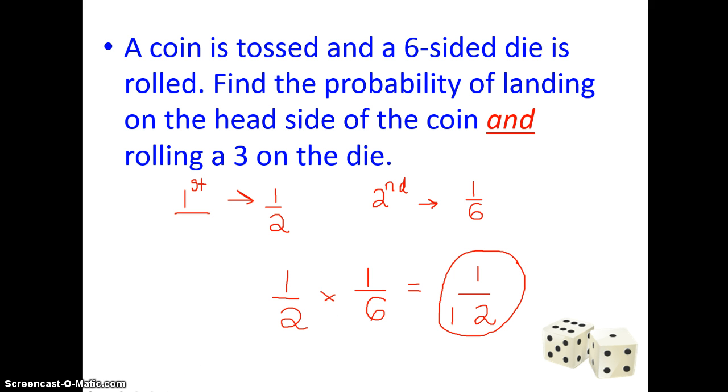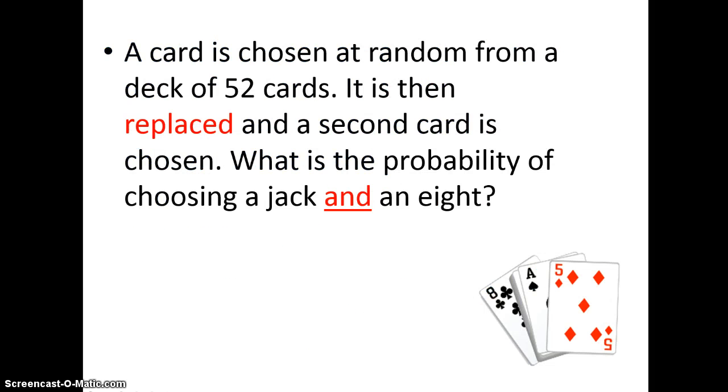Okay, so let's look at another situation. I'm going to click through. A lot of this writing is going to pop up, but I like to write better with you than have the PowerPoint do it. So here we have a card. A standard deck that has 52 cards in it. A card is chosen at random from a deck of 52. It is then put back. So there are still 52 cards remaining because you put it back. And the second card is chosen. What's the probability of choosing a jack and an 8?